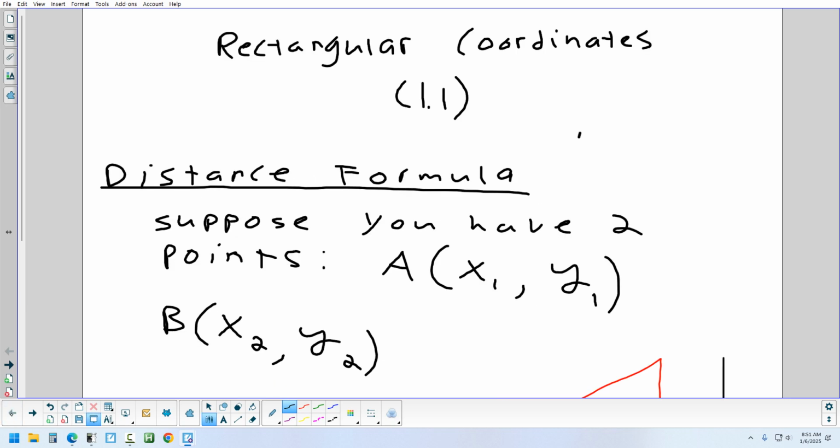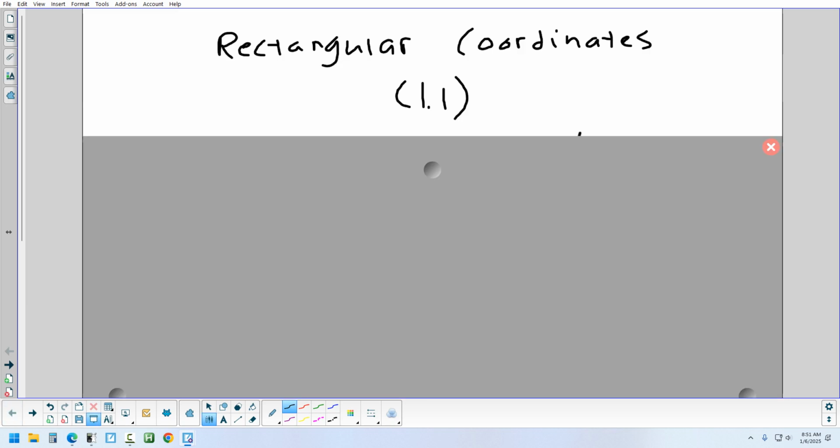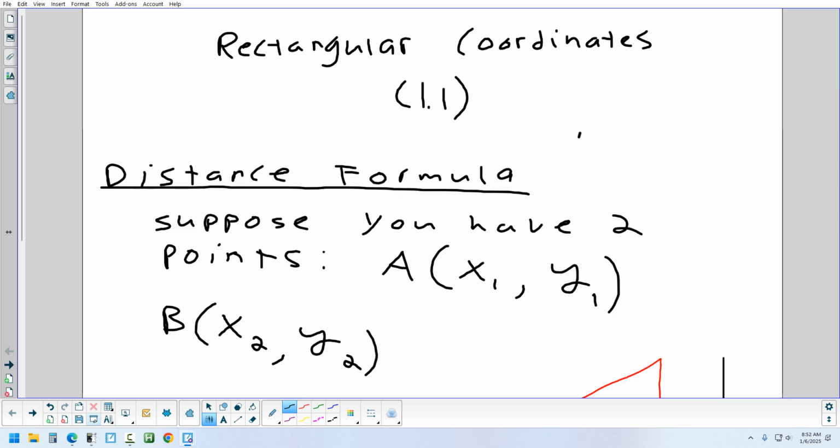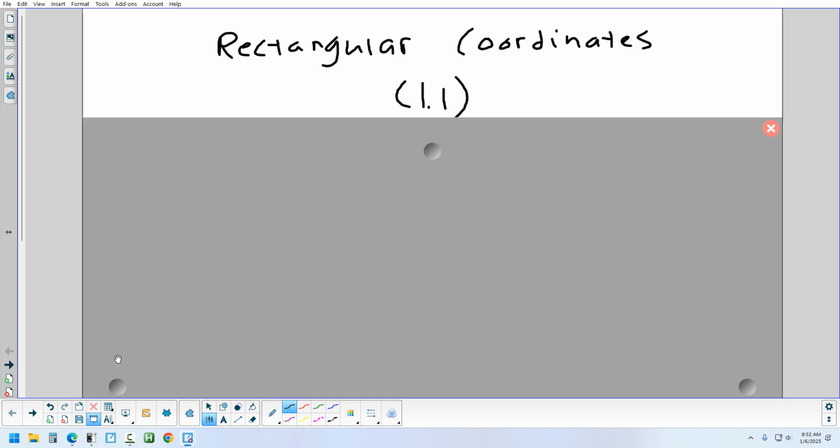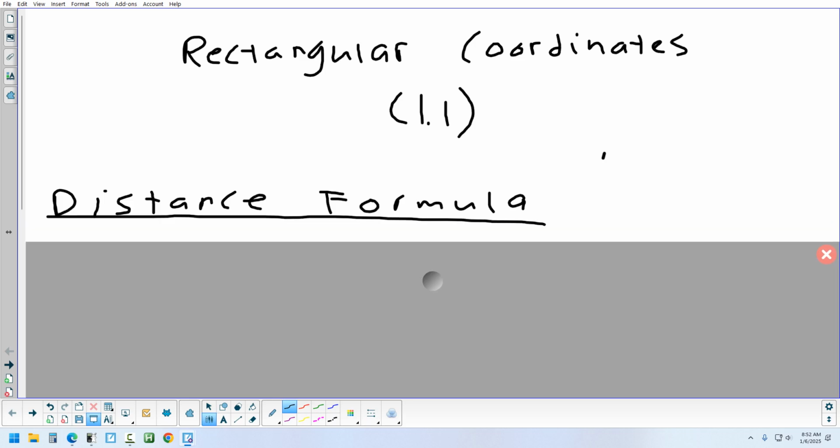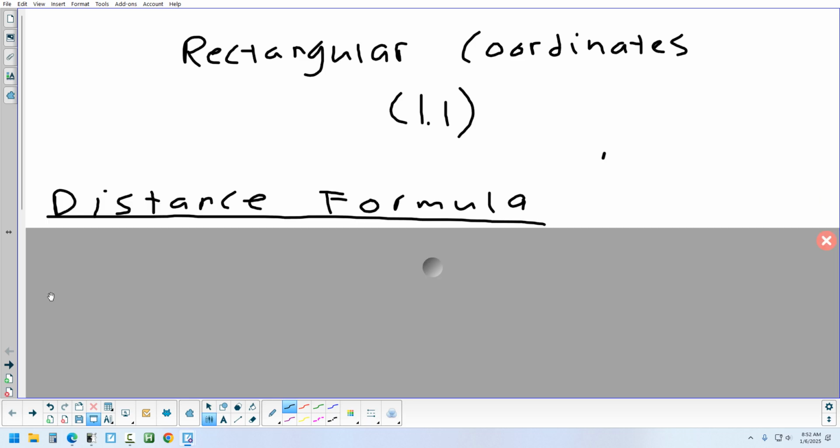All right, so let's take a look at our first section, which is 1.1, and it's on what we call the distance and midpoint formula, both of which have to do with triangles. Well, the distance formula definitely has to do with a triangle. Midpoint formula, not so much. All right, so what is the distance formula? Well, basically, it's if we want to find how far apart 2 points are on a grid, on a coordinate plane.